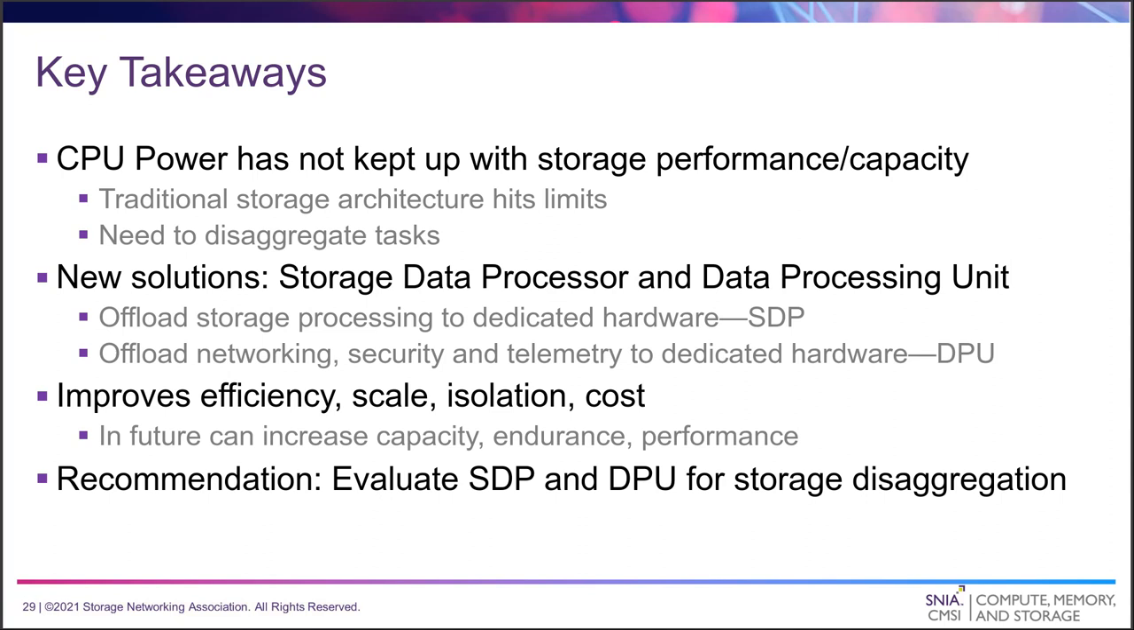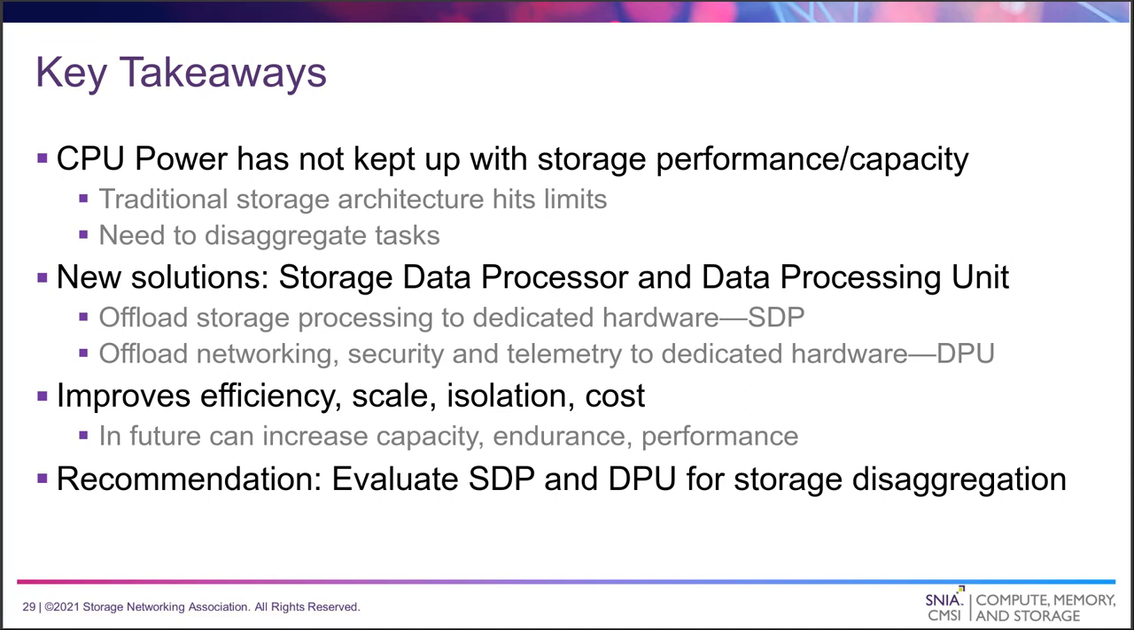But with flash, the performance and the capacity are increasing faster than CPU power, because Moore's law is dead. So CPUs are no longer doubling in power every 18 months. Their performance is now increasing at a linear pace instead of an exponential pace. But storage is increasing at a faster pace in terms of capacity and performance. So traditional storage architecture is hitting the limits. For bigger customers, bigger databases, bigger data lakes, you're going to hit these limits where traditional storage architecture is not going to work, and you need to look at disaggregating the storage.